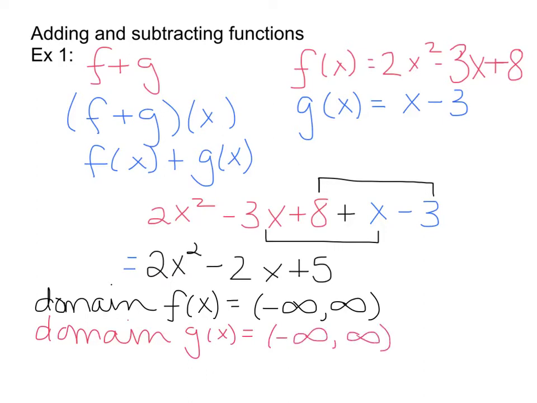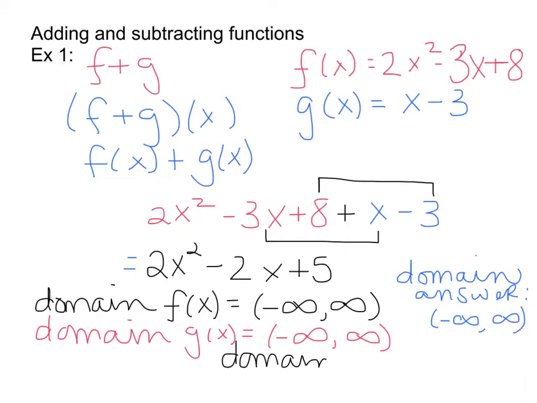The last thing we have to look at is the domain of your answer. Your answer, remember, is 2x squared minus 2x plus 5. Again, since it's x squared, it's a parabola, so the domain is negative infinity to positive infinity. Normally you would compare all three of these and look for the most restricted one, but since they're all the same, the domain overall is also negative infinity to positive infinity. So these are your two answers right here.